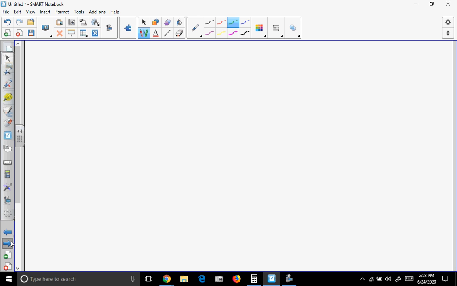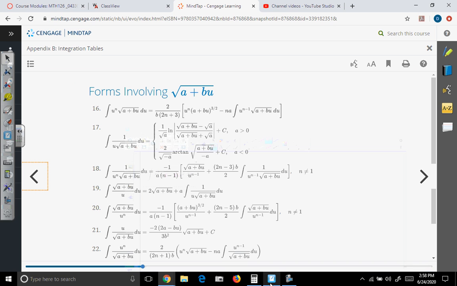All right. Okay, let's take a look at this one. So we have a radical. We have a variable to the second power here. So sometimes these can be tricky.